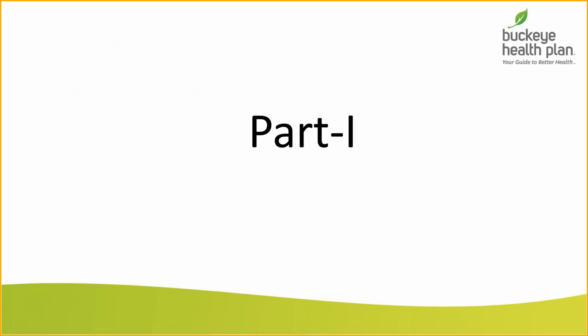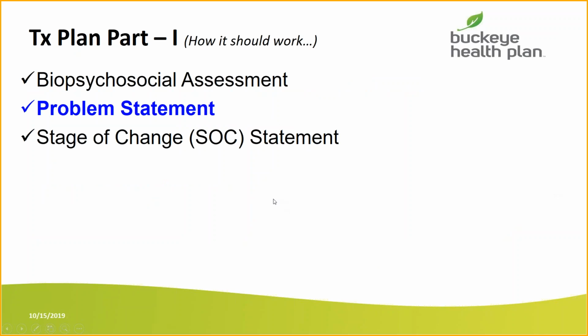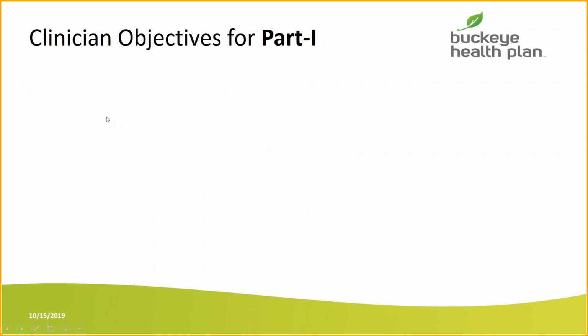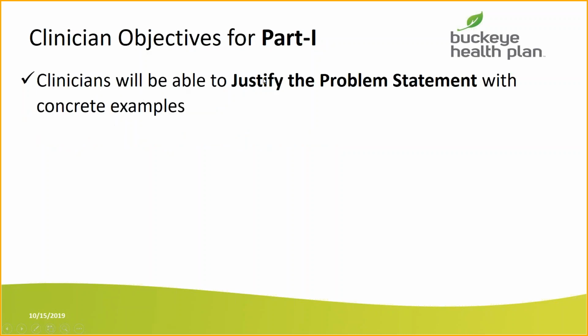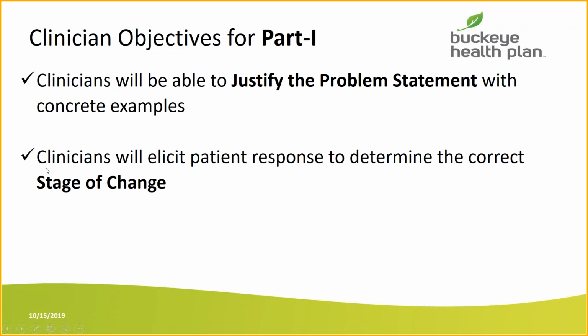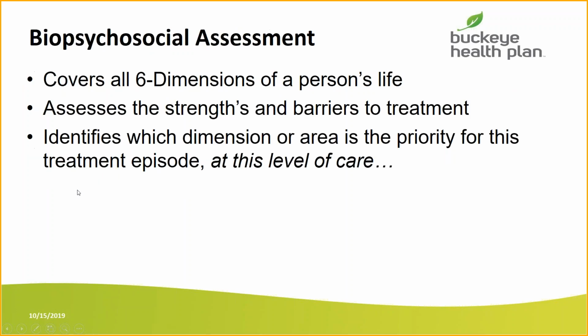So we will get right into part one, and then we will do a question and answer after part one. So part one: biopsychosocial assessment, problem statement, and stage of change statement. The objectives for clinicians are to be able to justify the problem statement with concrete examples. Clinicians will elicit patient response to determine the correct stage of change.